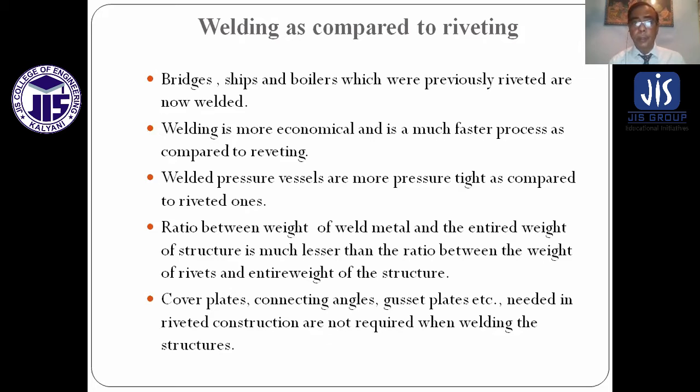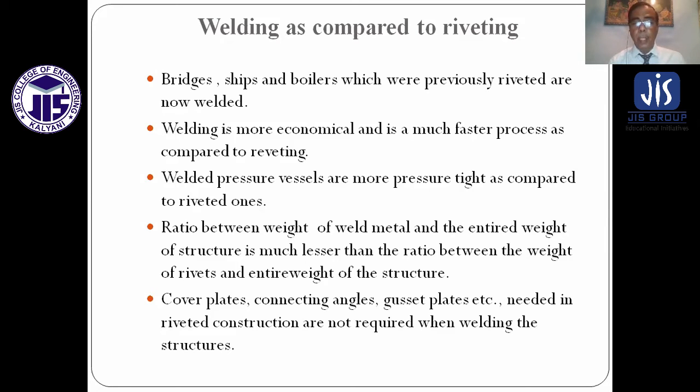Welding as compared to riveting. Bridges, ships, boilers which were previously riveted are now welded. Welding is more economical and is a much faster process as compared to riveting. Welded pressure vessels are more pressure tight as compared to riveted ones. The ratio between the weight of weld metal and the entire weight of the structure is much less than the ratio between the weight of the rivets and the entire weight of the structure.